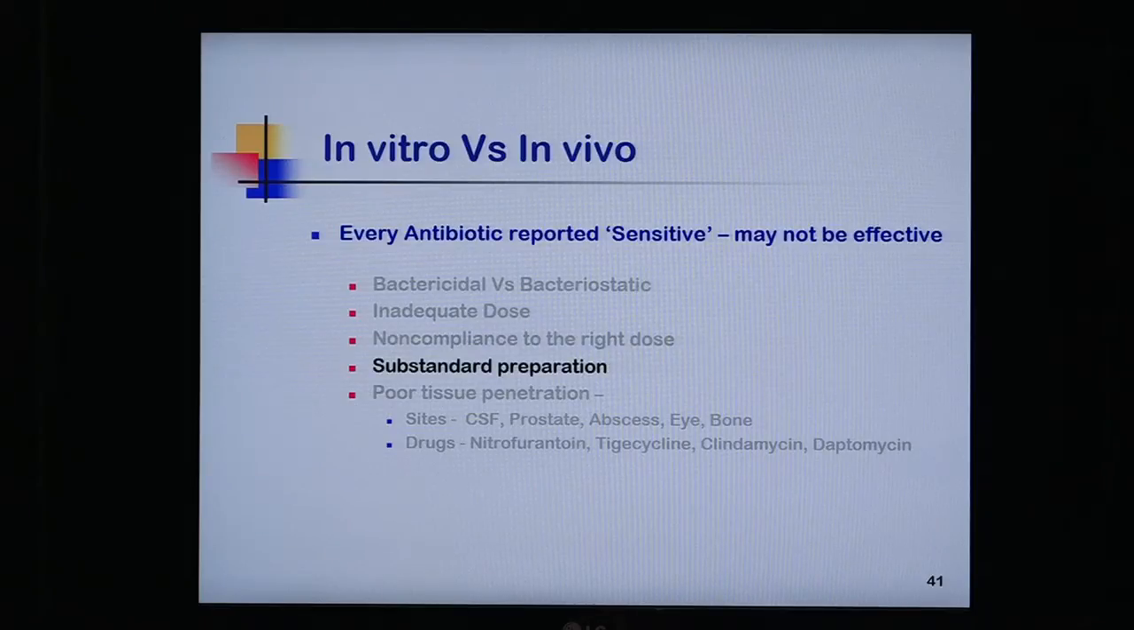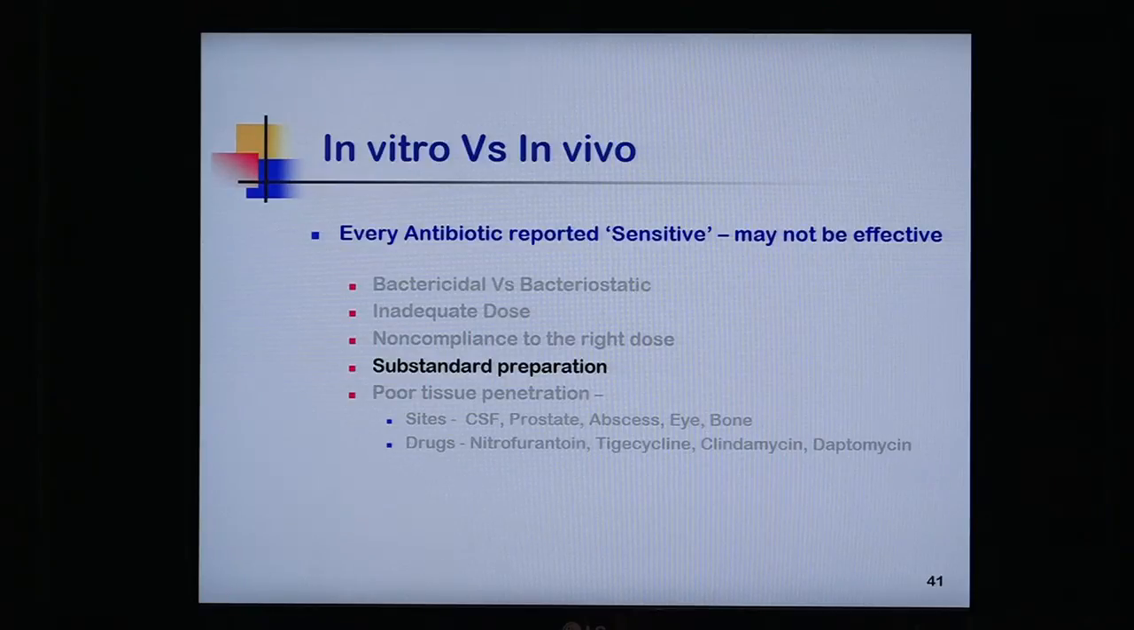Substandard preparation, believe me, a doctor's wife got Salmonella in blood culture, I gave the report, and then he started her on ceftriaxone, and on the 5th or 6th day he calls me and says, "yaar koi asar hi nahi ho raha hai, fever ja hi nahi raha hai, tum ek bar report ko review karoge kya, ye kahi paratyphi to nahi hoga."